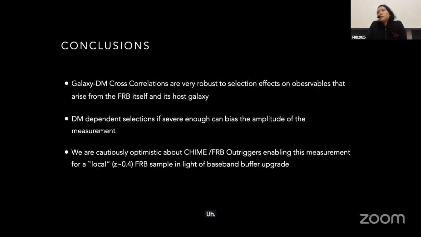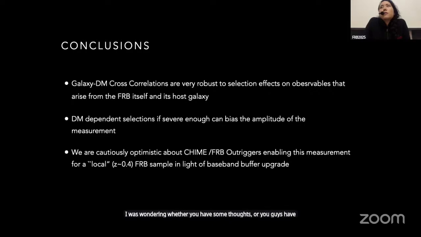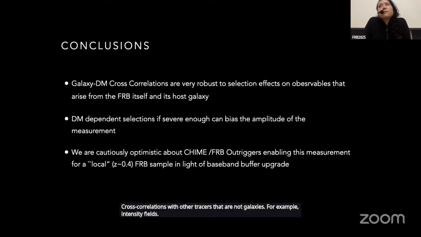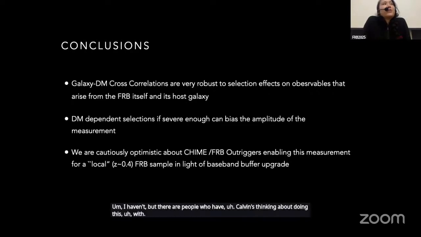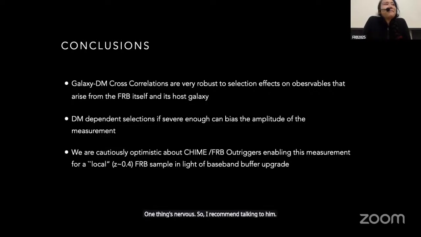Thanks, Shion. I think this is super cool. I was wondering whether you have thought about cross correlations with other tracers that are not galaxies. For example, intensity fields, intensity mapping, or UV background, things like that. I haven't, but there are people who have. Calvin's thinking about doing this with lensing surveys, so I recommend talking to him. Thanks.